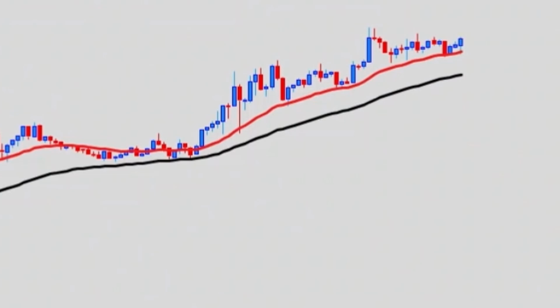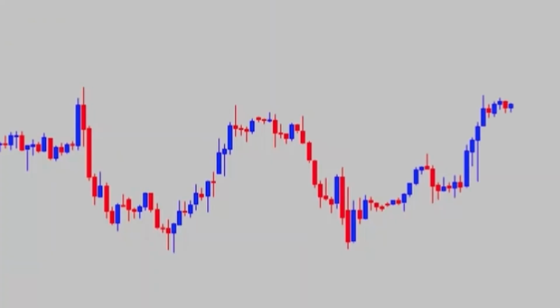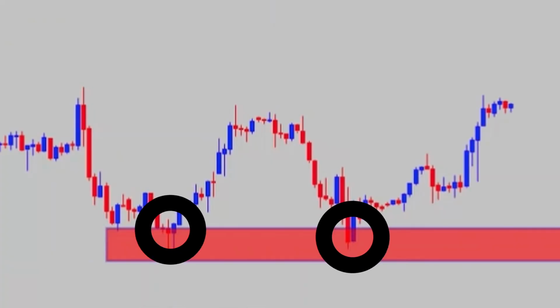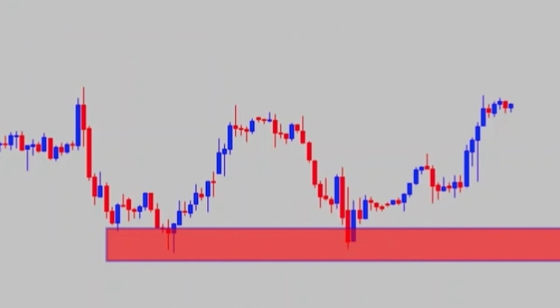A lot of individual traders randomly draw support and resistance zones on the chart and then blindly follow these zones. Like in this case, the market is making an upward movement when it reaches this zone. By seeing this, a lot of individual traders would plot the support zone here and also place their buy limit order at this point.